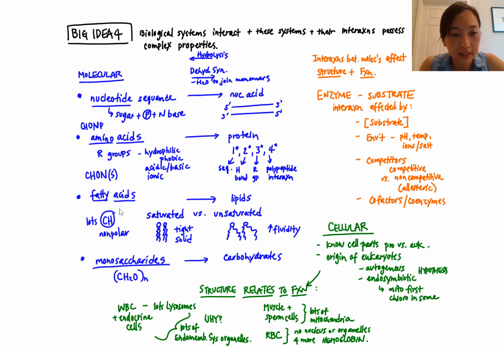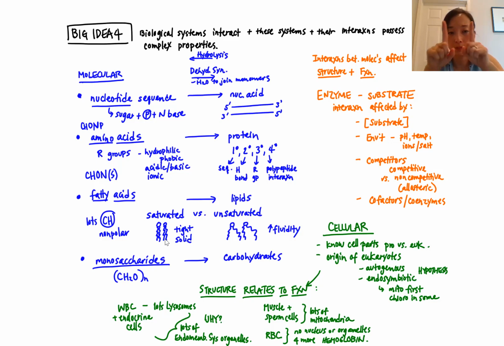All right, fatty acids. Fatty acids form your lipids. Fatty acids are pretty much nonpolar. They have a lot of carbon and hydrogen bonds. And if you only have single bonds within your fatty acid, you're considered saturated. And these make up your solid lipids because of the tight associations between the carbons and the hydrogens, the tails.